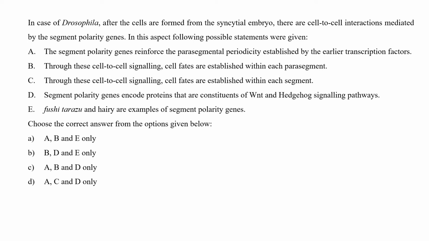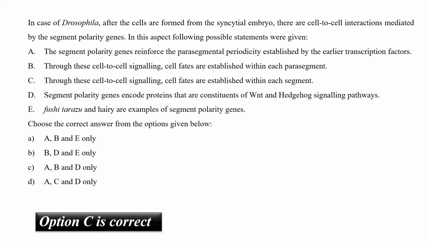So now let's have a look here. The statements A, B and D are correct. It is the function of the segment polarity gene to reinforce the polarity of parasegments as established by the pair rule genes. Now the cell fate is established within each parasegment, that is statement B, not the segments. Segment polarity genes include hedgehog, engrailed, wingless, etc. And statement E is wrong because fushi tarazu and hairy are examples of pair rule genes and not segment polarity genes. So here our right answer is option number C.